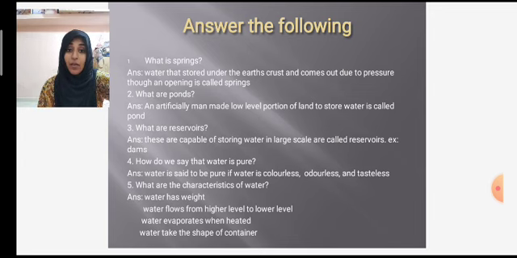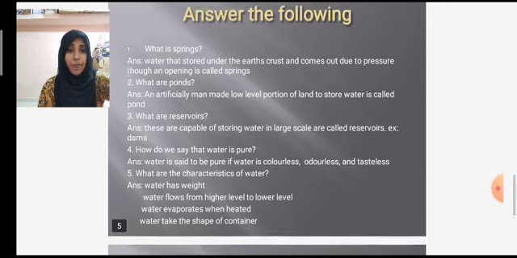How do we say that water is pure? Water is said to be pure if water is colorless, odorless, and tasteless. If water is colorless, odorless, and tasteless, we say that water is pure.